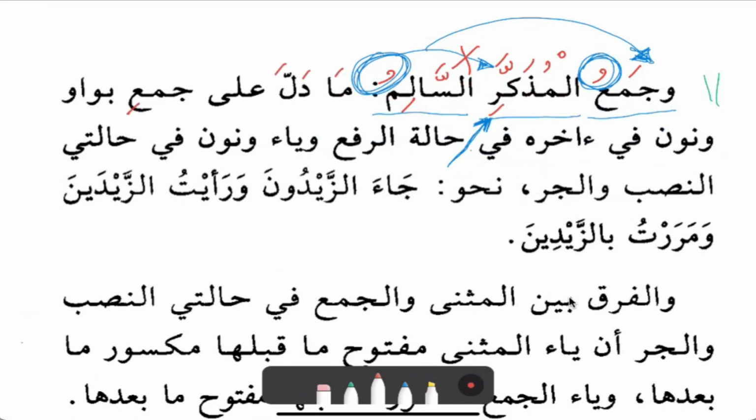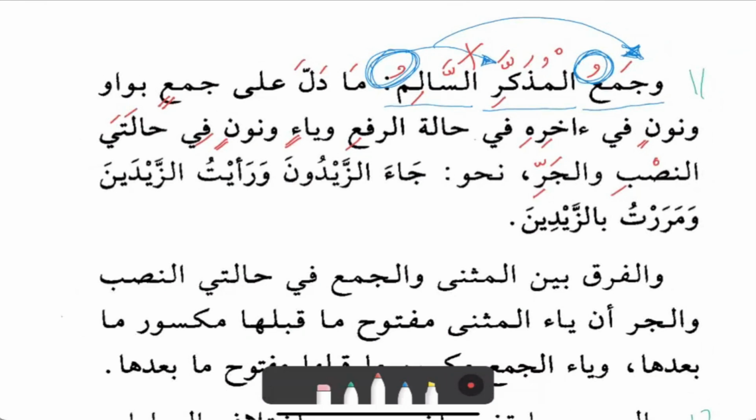ما دل على جمع. It is what proves plurality, or it is what proves a group. بواو ونون في آخره في حالة الرفع. By a waw and a noon, meaning an additional waw and an additional noon, just like in the dual form, on its end, في حالة الرفع, when it's nominative. وياء ونون في حالتي النصب والجر. And by a ya and a noon in the two states, the accusative and the genitive states or cases. So I think that's all clear.